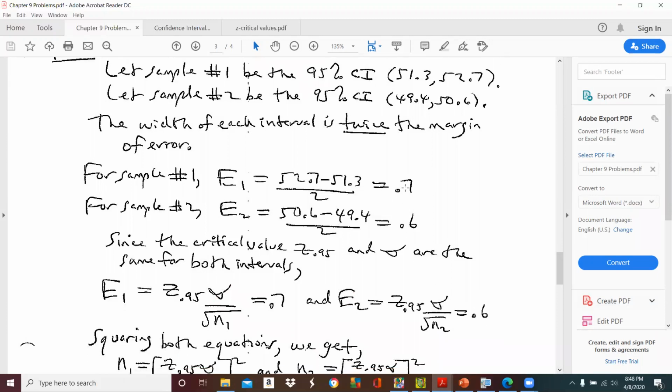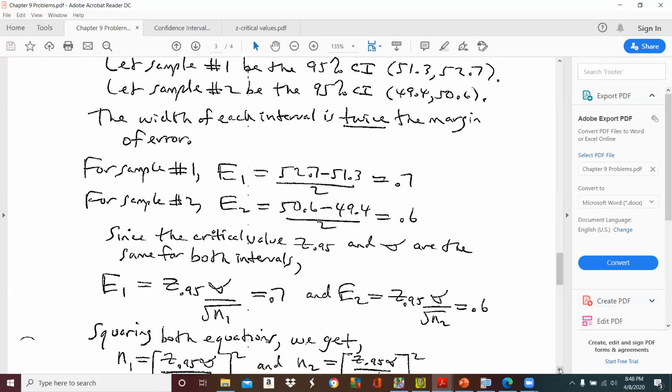Now for sample number 1, the margin of error is 0.7. That's going to be equal to Z for a 95% confidence interval. We know that's 1.96. We're being told that sigma for both of these intervals are going to be equal. So for this margin of error, this sigma, and then for this margin of error, it'll be the same sigma. So Z is the same in both margin of error formulas. Sigma is the same. The only difference is n. n has to be different.